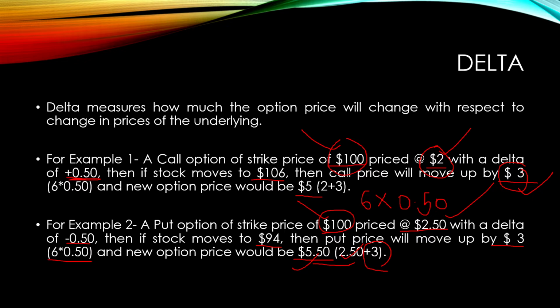But remember that delta does not work in isolation. When the market goes up or down, there are other factors which are changing as well. So this is not as simple as it looks in the example. This example assumes that all the other factors remain constant. But in real life, this is not the case.